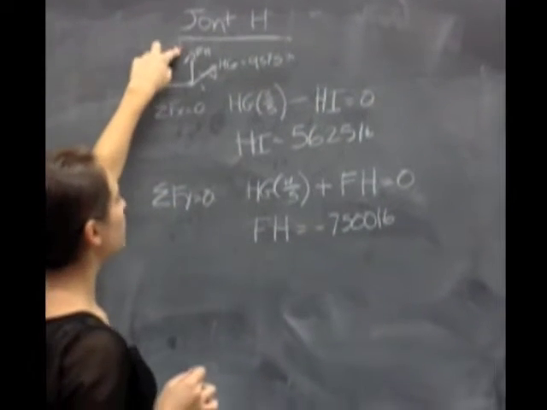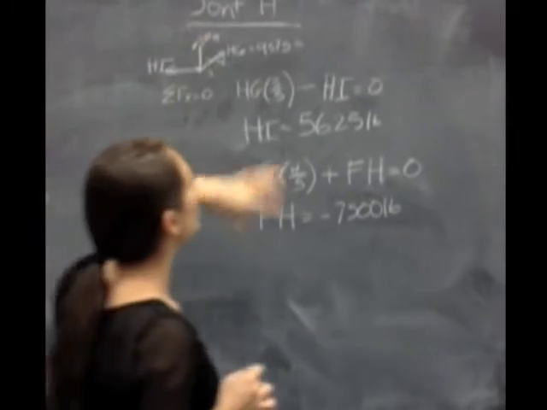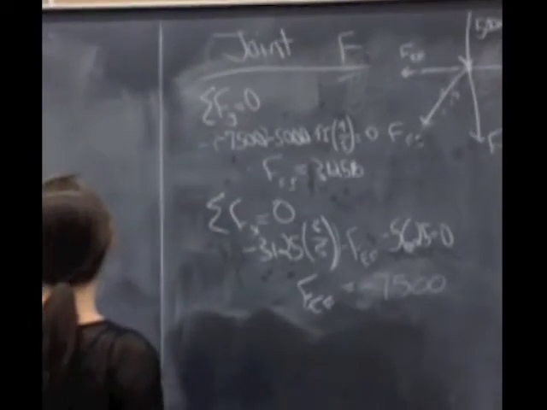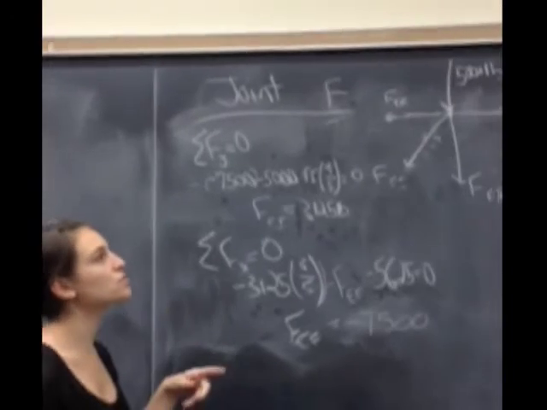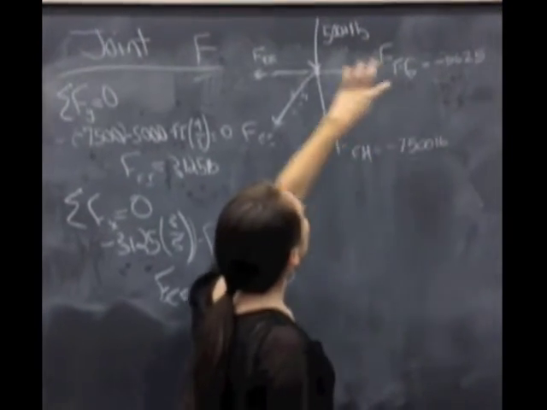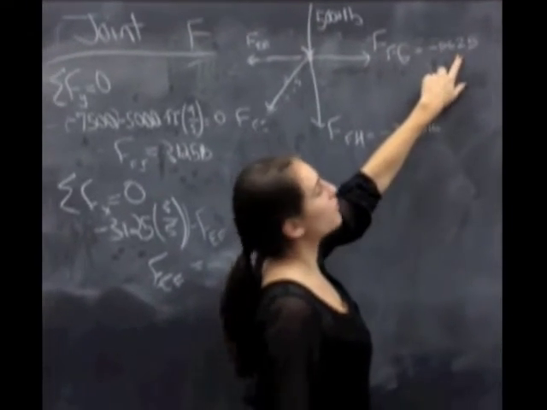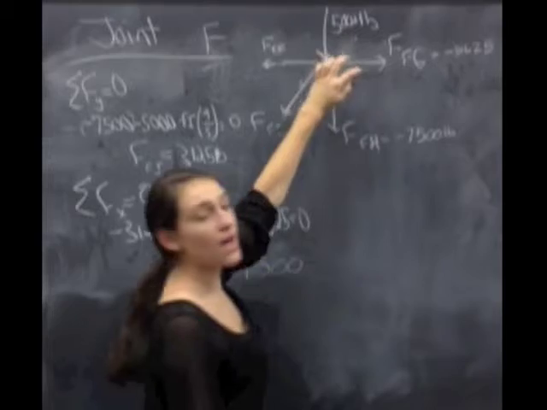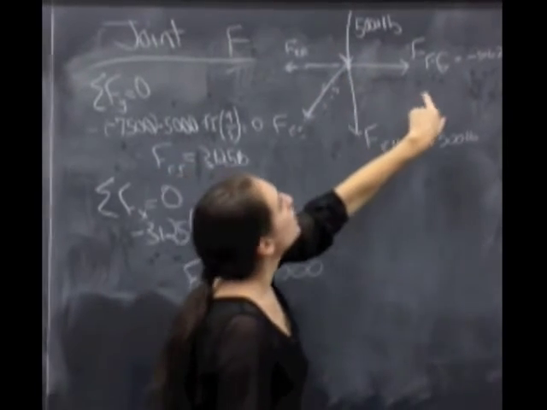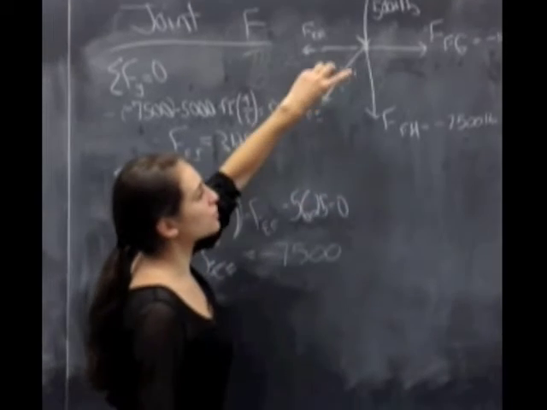This means that the FH is really in a downwards direction, and it's a compression force. So after joint H, we're going to move on to joint F, and this is the diagram of what joint F looks like. We have FG pointing in this direction, but it's a negative 5,625 pounds, which means it's really just 5,625 pounds pointing in this direction, which is a compression force there.